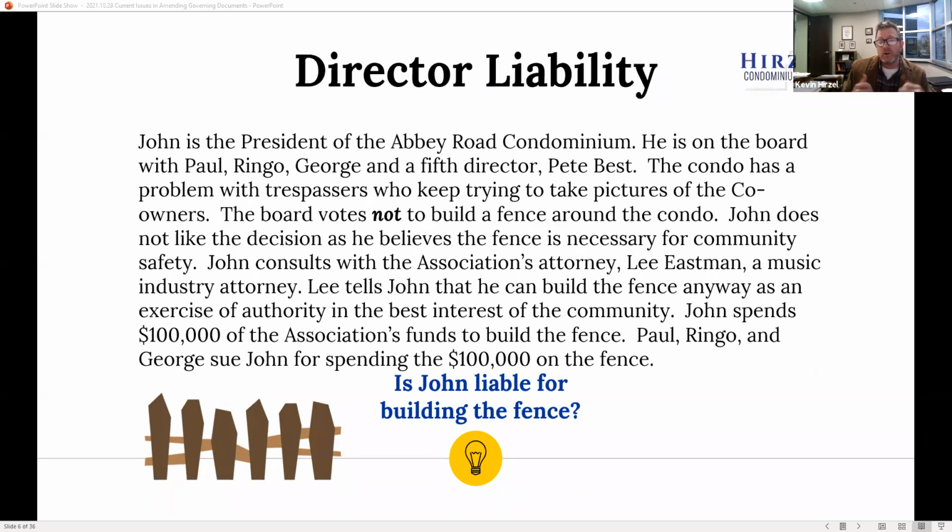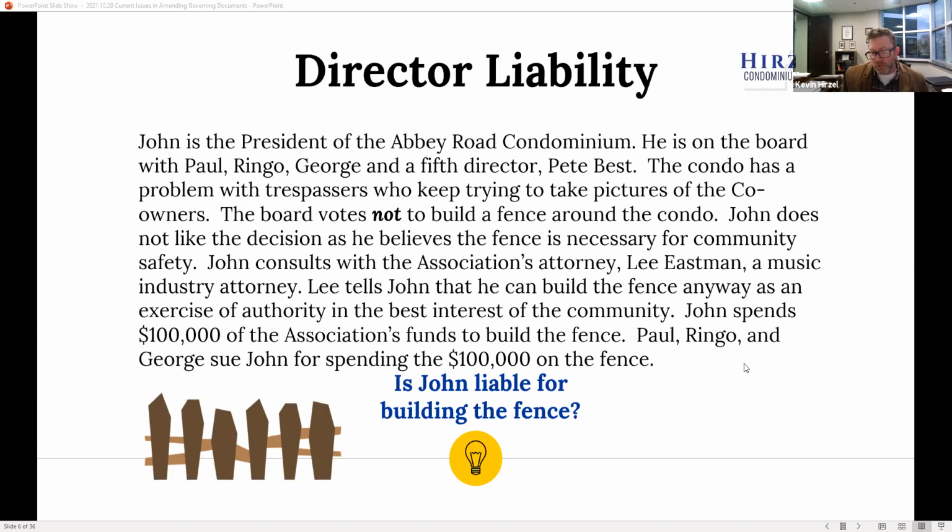And John would like to put a fence around the condominium in order to try and keep people out, but the board votes no. John doesn't like it, and he talks to his attorney, Mr. Lee Eastman, although Lee is a music industry attorney. And Lee says, hey, go ahead, you're the president. You have the authority to do things in the best interest of the corporation. So you have the authority to do it. John goes ahead and he spends $100,000 of the association's funds to build the fence, to which he derives no specific benefit. The rest of the board members are unhappy and sue him for spending $100,000 on the fence.